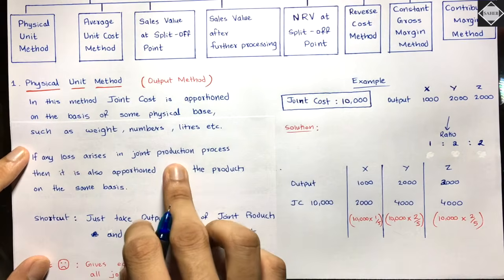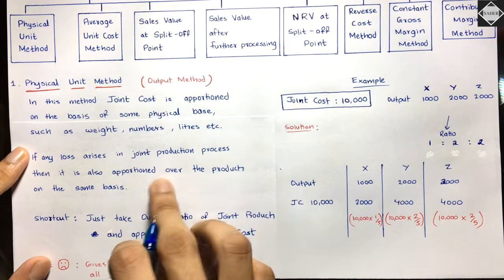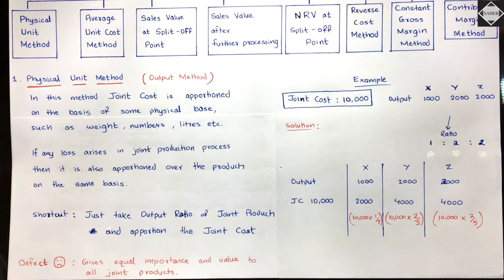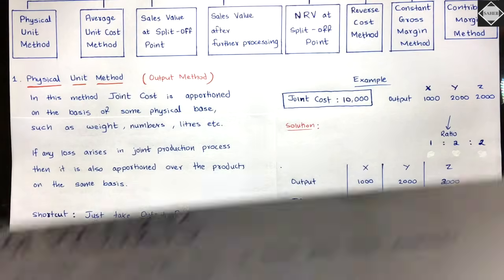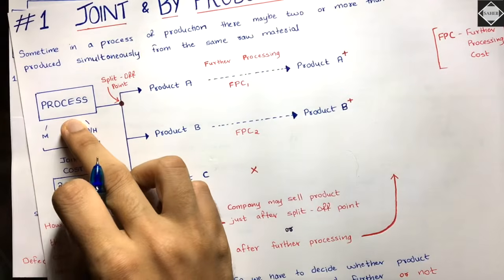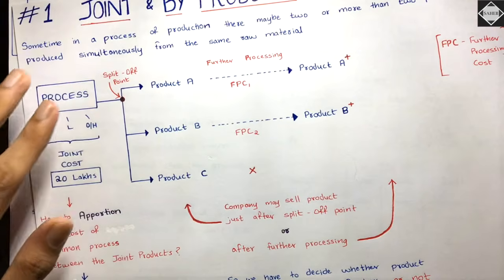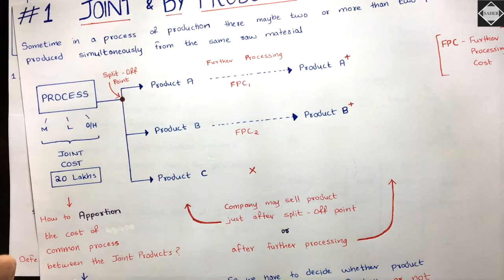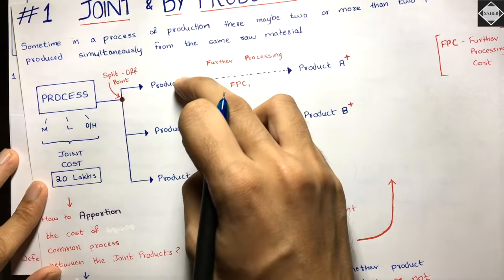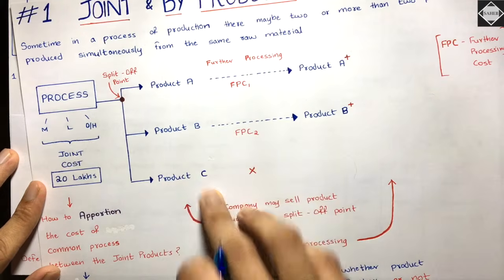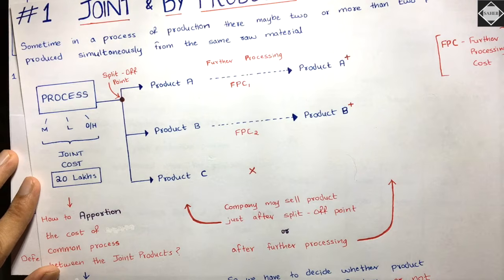Now what is this line? If any loss arises in the joint production process, then it is also apportioned over the products on the same basis. In the common process, when you put the raw material in, there can be normal losses due to evaporation or leakage. Let's say you put in 100 kg of raw material, 10% got lost, and only 90 kg came out in products A, B, C. Let's say 40 of product A, 40 of product B, and 10 of product C. How will you treat the loss?